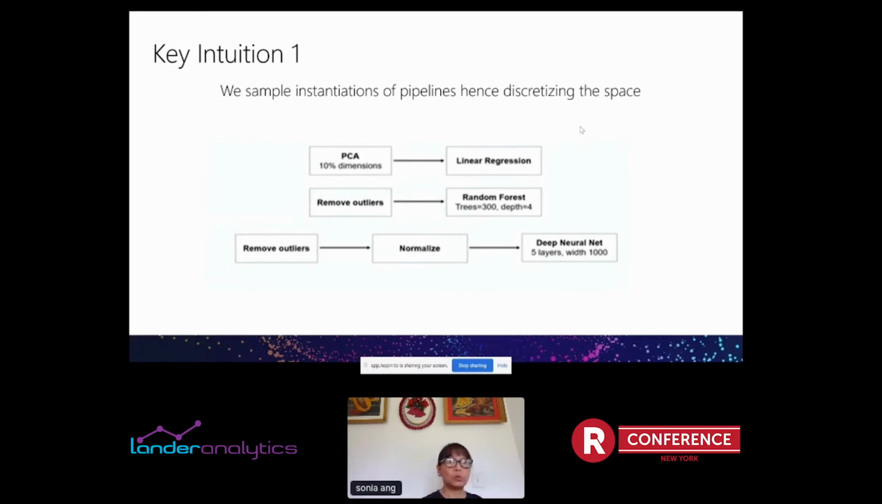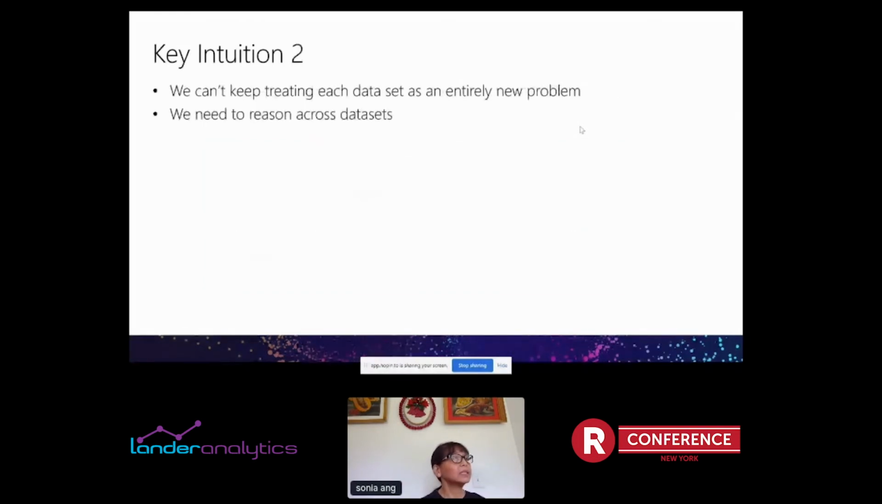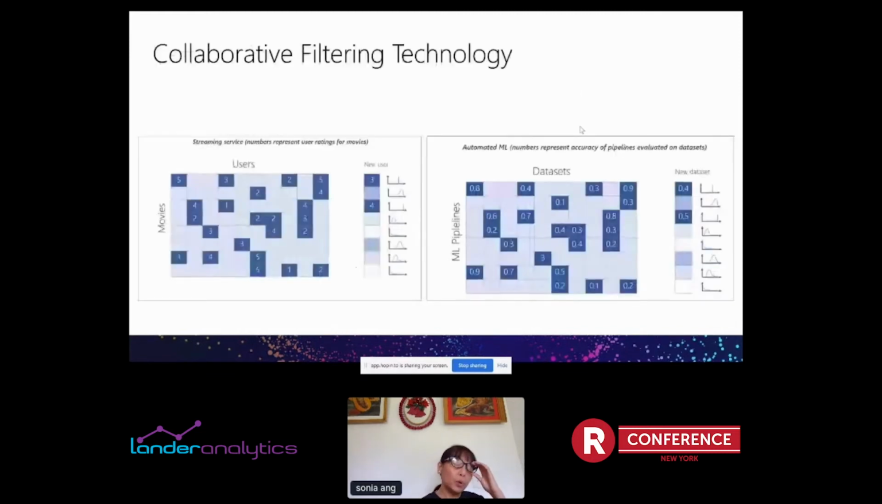followed by maybe a linear regression, or you might want to remove outliers, normalize the data, and then apply a deep neural net. The second intuition was that we can't keep treating all these data sets as an entirely new problem. Let's reason across all data sets; they have to be interrelated. This was the secret sauce. The new approach was to combine collaborative filtering, which is a meta-learning strategy, together with Bayesian optimization to search an enormous space of possible machine learning pipelines intelligently and efficiently.